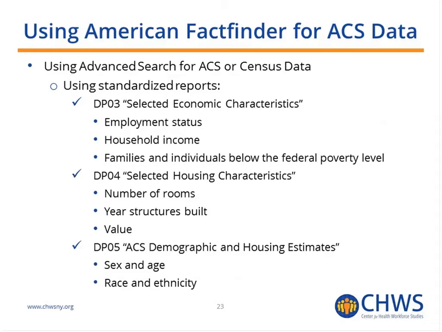Selected housing characteristics: the number of rooms, the year structures are built, the value of the house, and whether it's owner-occupied or not. One of the things as I teach public health and I talk about year structures built, that's so important when you think about lead poisoning, because we know that prior to 1978, there was lead in the paint. So as you're thinking about lead poisoning issues in the community, this may be one of those data indicators that you use. And then finally, DP05, which gives you estimates of sex and age, race and ethnicity, and other things. So you've got these standardized reports, but when you use the query, there are a ton of other data elements that you can pull up, and I just wanted to give you a flavor for a few of them.